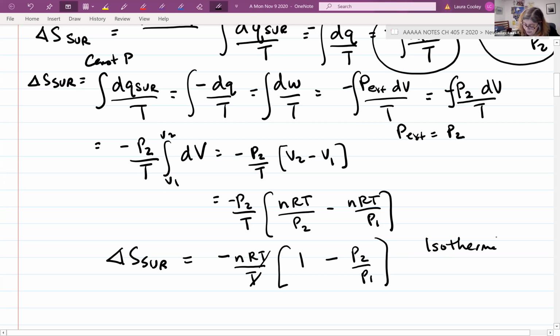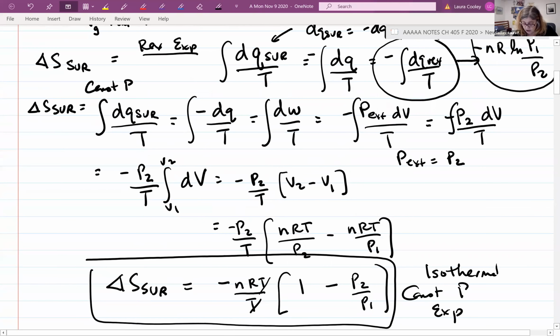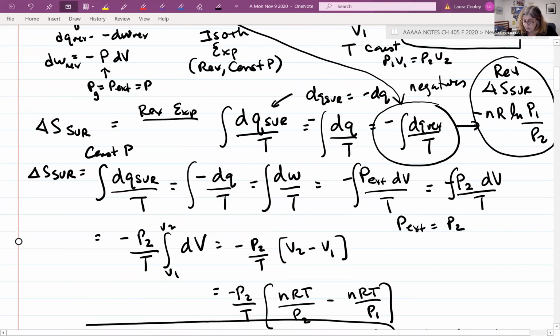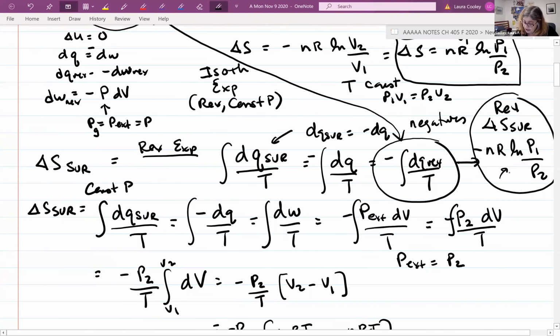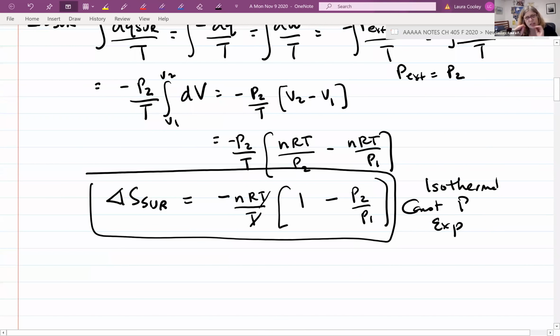So this is delta S surroundings for the isothermal constant pressure expansion. Okay, so you have two different delta S sirs that you have to use for the two different situations. This is for constant pressure, and this one over here is for reversible. But you use the same delta S expression. So it's delta S sir that's different, not delta S. So all of that we did before.